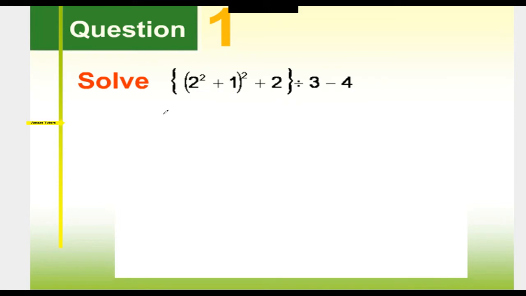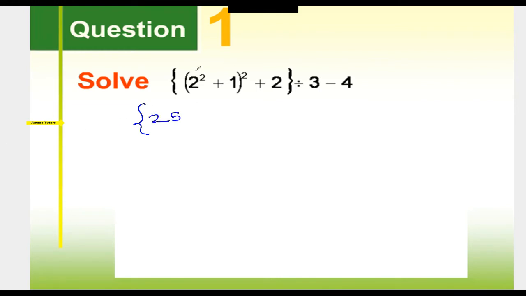2 squared is 4, 4 plus 1 is 5, the whole squared. So I will directly write 5 squared, 25. Let me write 25 here directly.